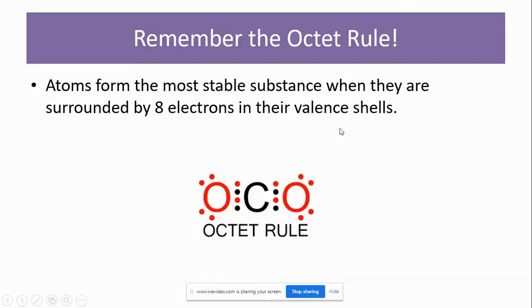Okay, so remember the octet rule. Atoms form the most stable substance when they are surrounded by 8 electrons in their valence shell. That's what makes them stable and happy. That's why atoms bond.